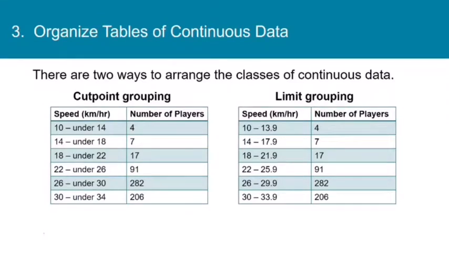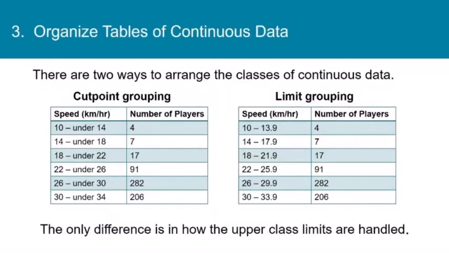Now we are getting ready to look at frequency distributions of continuous data, and there are two different ways of handling upper class limits with continuous data. One is called cutpoint grouping and the other is called limit grouping. And the only difference between these two is how the upper class limits are handled. So let's take a look at them individually.